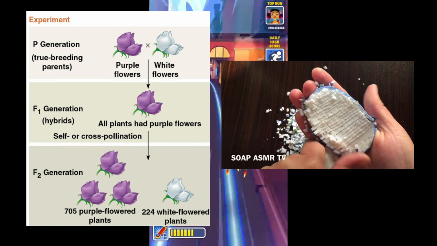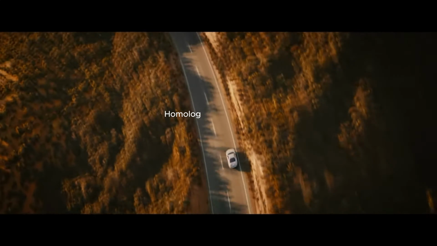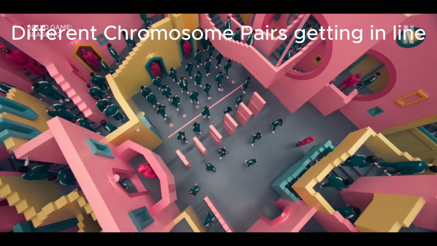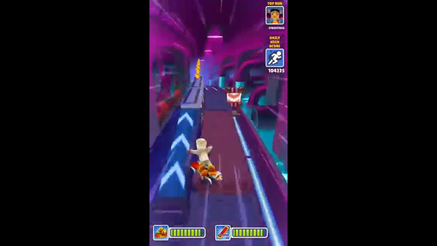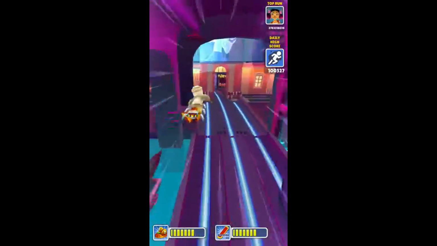Chromosomes control this because they carry genes. During meiosis, homologous chromosomes separate, following Mendel's law of segregation. Later, different chromosome pairs line up randomly, following the law of independent assortment. That's why traits are inherited independently and why siblings can look so different.